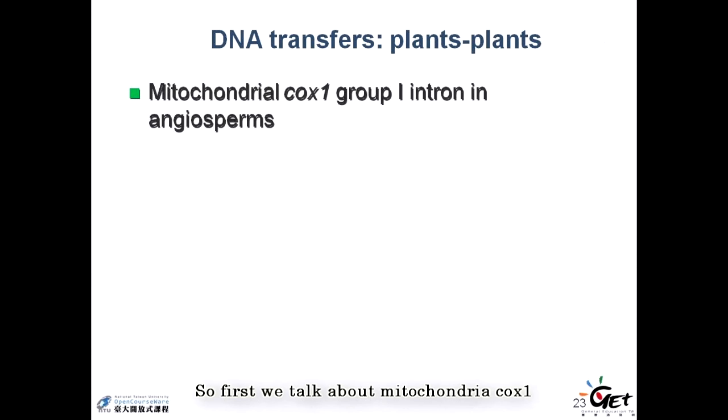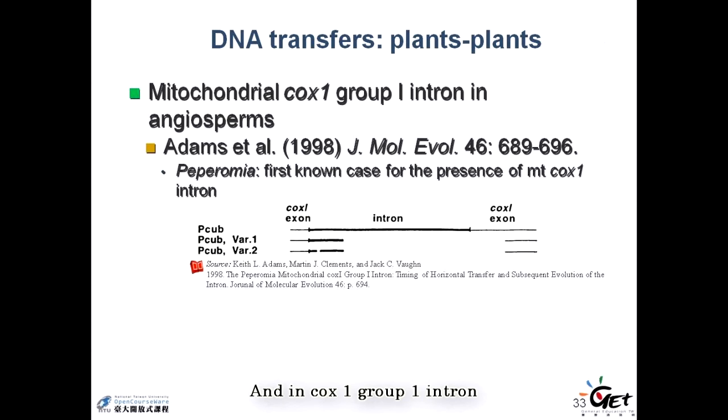So first we talk about the mitochondrial COX-1 group 1 intron in angiosperms. Mitochondrial genomes in animals are very conserved, I mean the gene arrangement. But in plants, this is very difficult to study. The COX-1 group 1 intron is usually not present in angiosperms. It shouldn't be there, and it's present in other organisms.